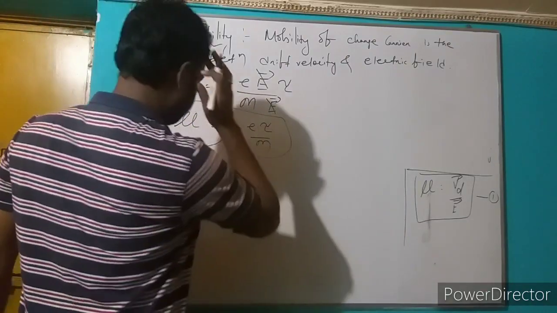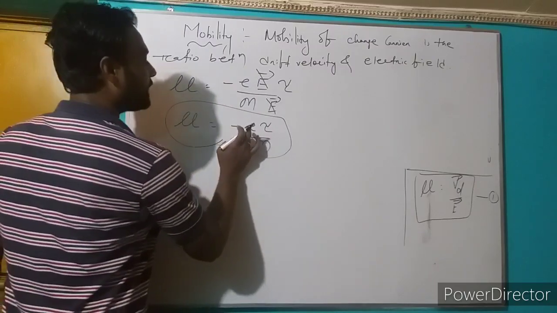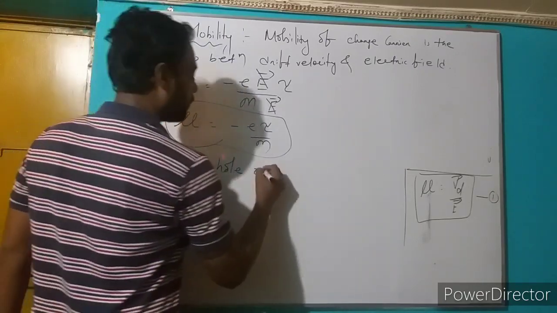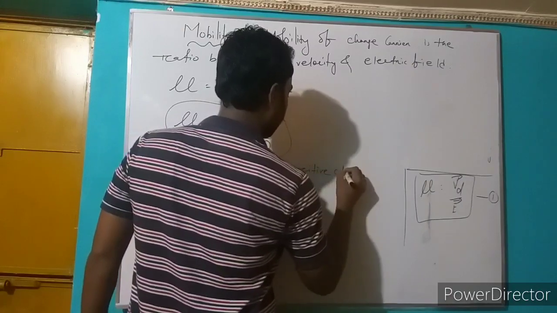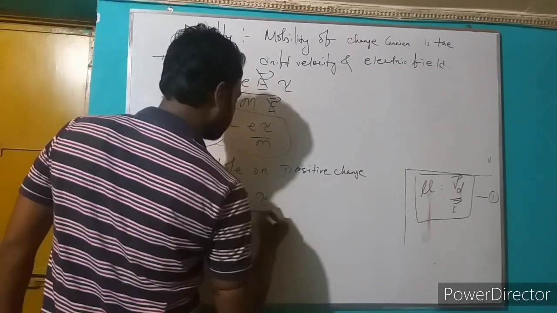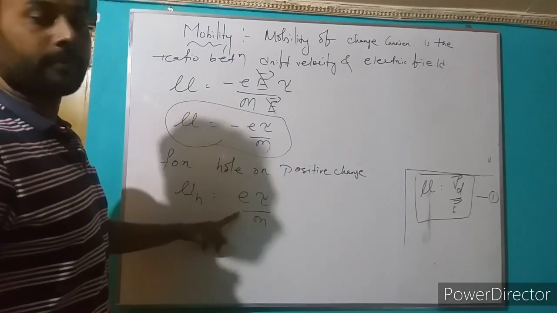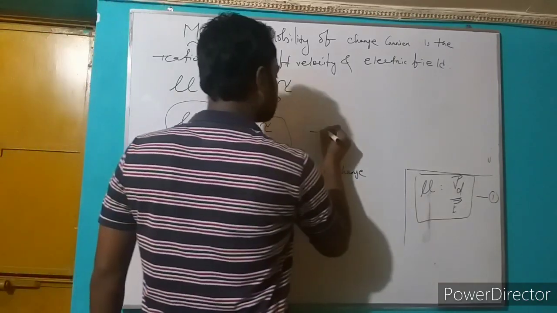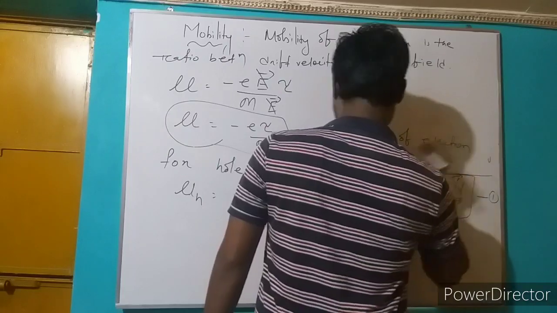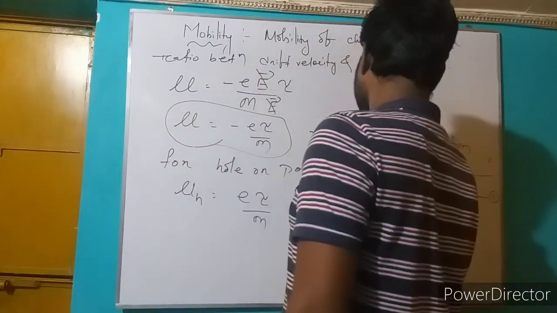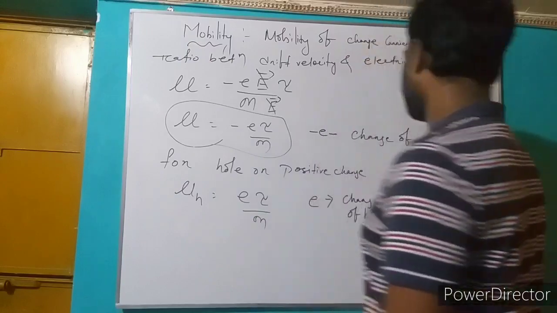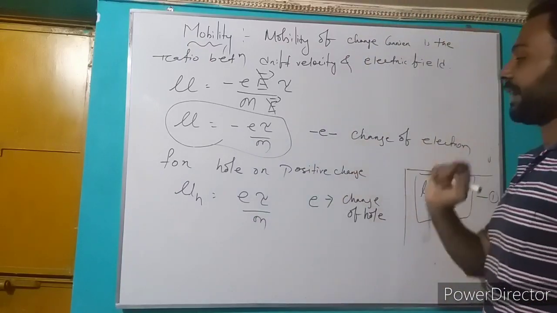Okay. Now, that is for the electron case. For hole or positive charge, mu h equal to E tau by m. That is for negative charge and that is for positive charge. Here minus E represents charge of electron, and here E represents charge of hole. Charge of hole becomes positive, charge of electron becomes negative.